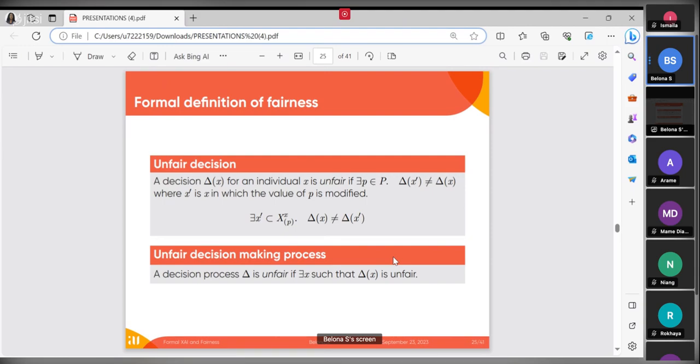Now, if you remember, I told you that when we compute explanation for an individual, it's not always a single explanation for a particular individual. We can have many explanations. So we consider that the machine learning model or the decision making process is unfair to an individual if all his explanations are unfair, meaning that all his explanations have the presence of a protected variable. So this is just the consequence of this definition or of this theorem.